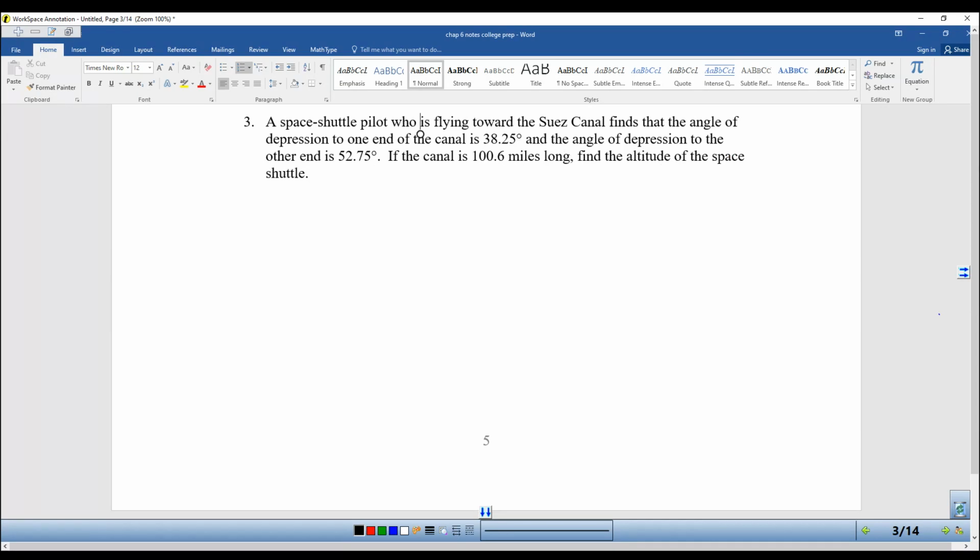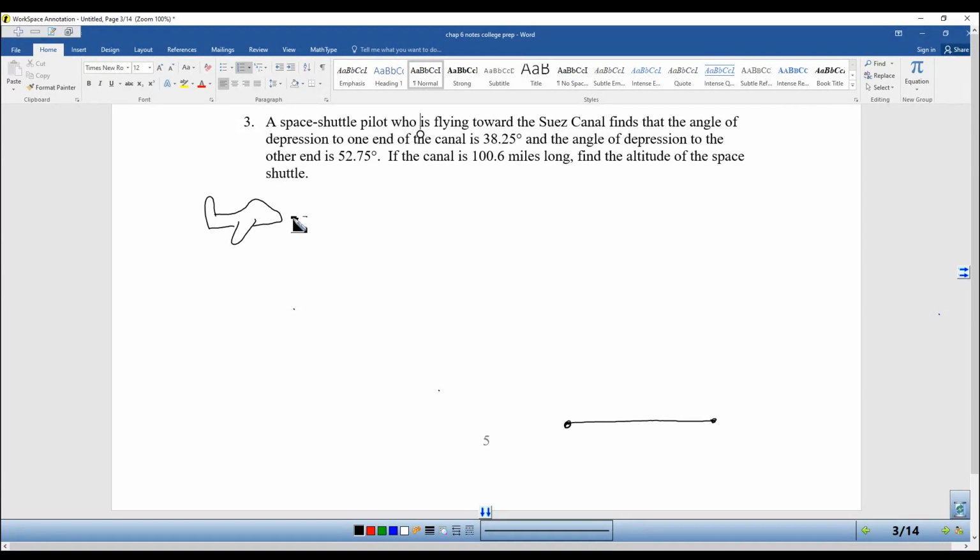Number 3, a space shuttle pilot who is flying toward the Suez Canal, might be thinking, aren't space shuttle pilots out in space? But they do come back to Earth. So when they come back, they are flying. So let's say your Suez Canal is here. When he's flying towards it, he has an angle of depression.